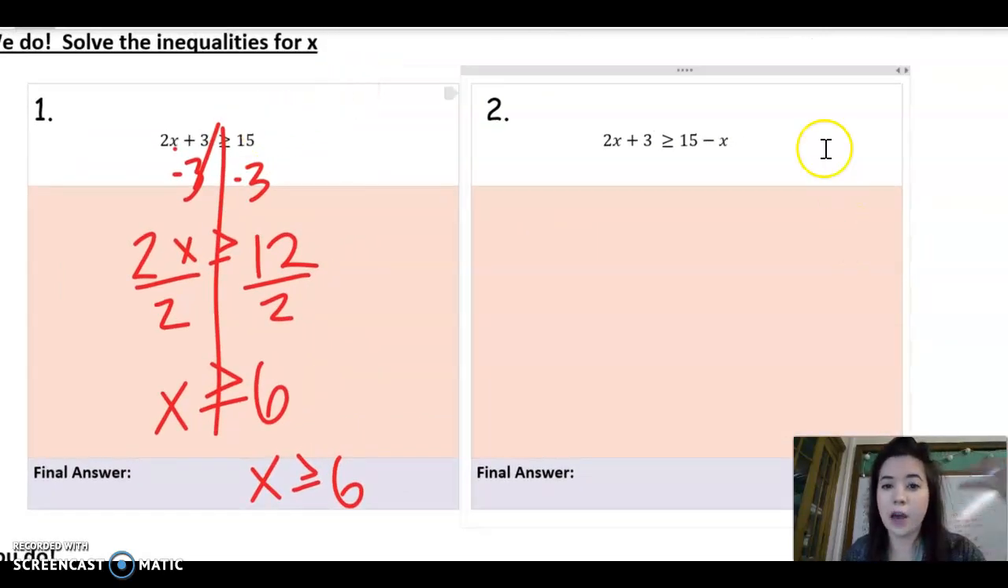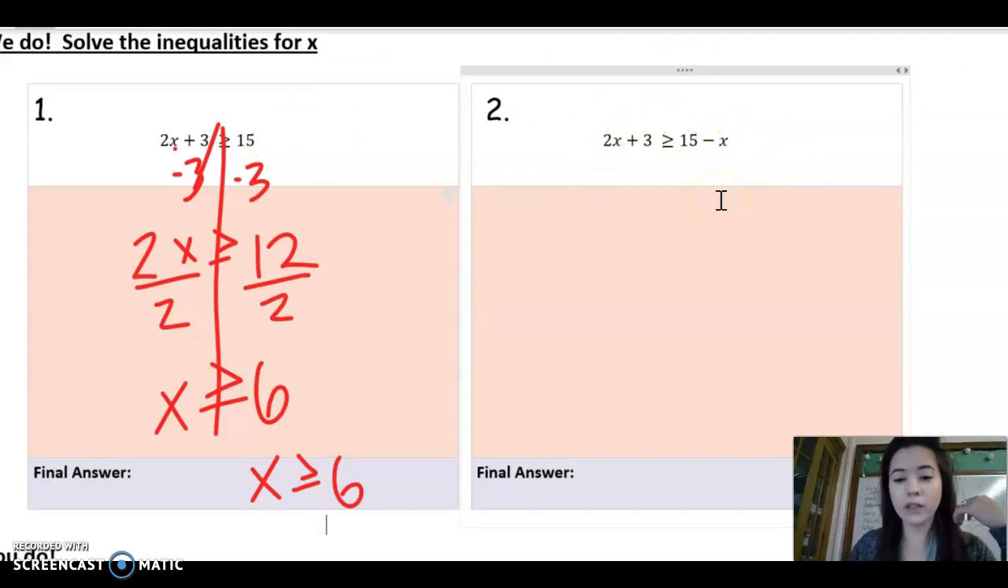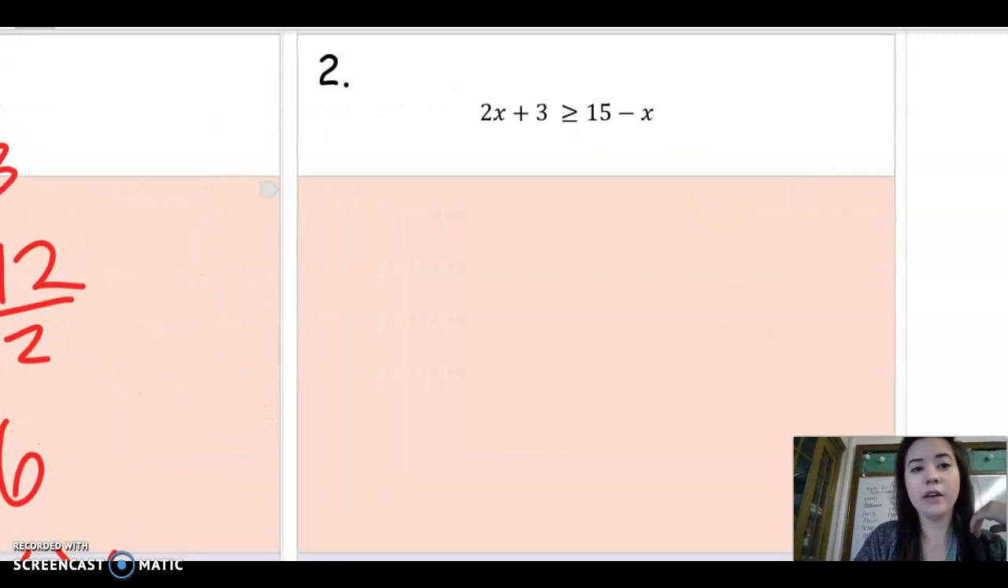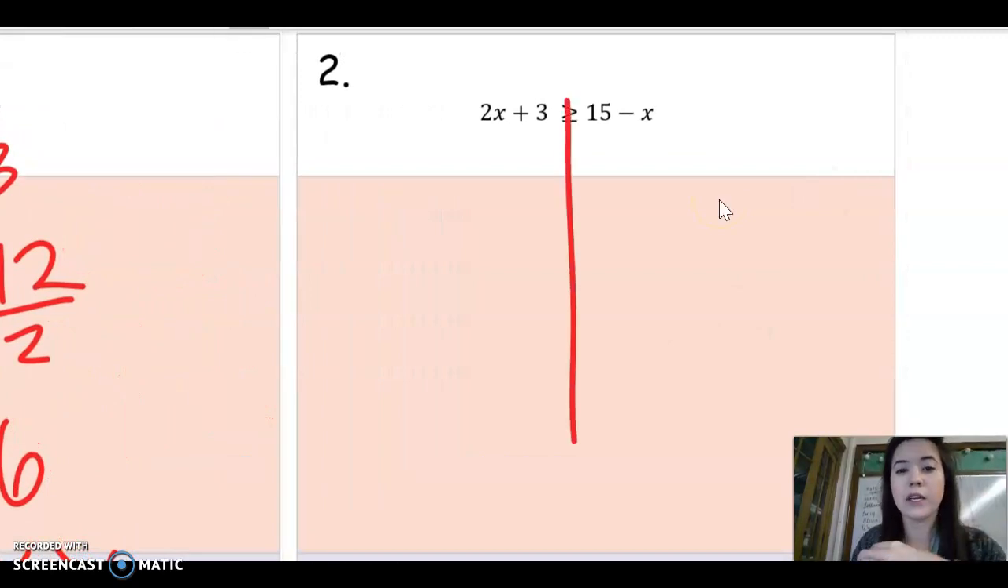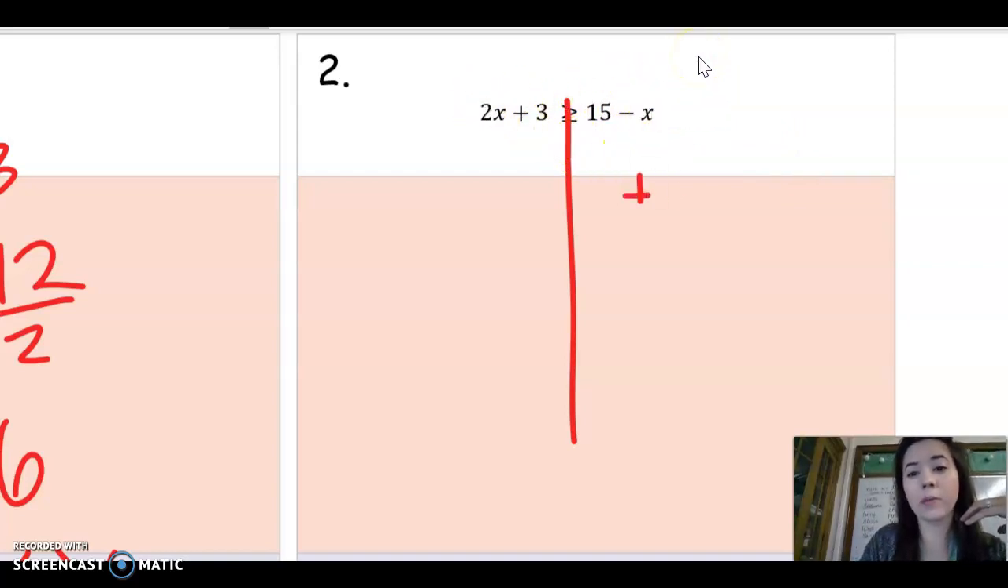Next one is like a step up. So this is what we've been doing with substitution when we have variables on both sides. When we have variables on both sides, something that needs to be remembered is move the smaller variable first. It keeps things positive if we move the smaller one first. So between 2x and negative x, that one is smaller. So we're going to start by adding x to both sides. 2x plus x gives me 3 total x's.